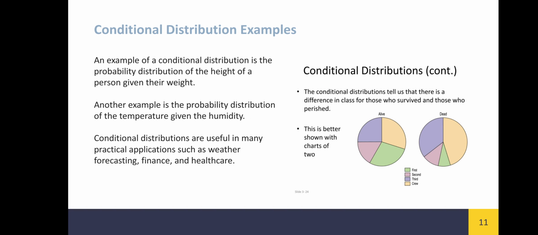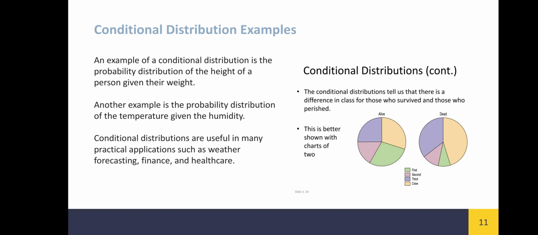Conditional distribution examples. An example of conditional distribution is the probability distribution of the height of a person given their weight. Another example is the probability distribution of a temperature given the humidity. Conditional distributions are useful in many practical applications such as weather forecasting, finance, and healthcare.